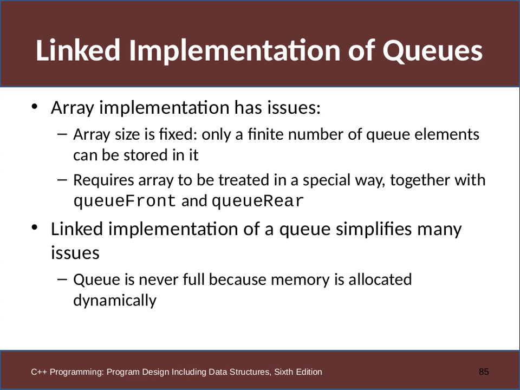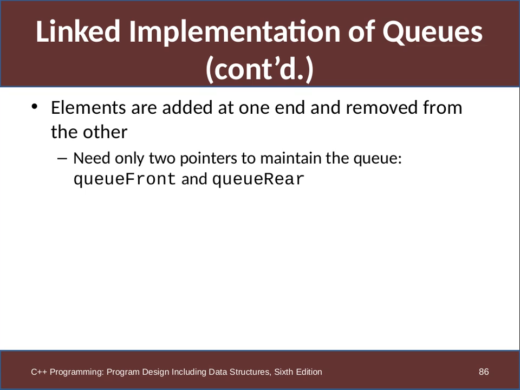All right. The array size is fixed, only a finite number of queue elements. The array requires things to be treated in a special way with the queue front and queue rear. Wow, that was complicated and annoying. So a linked implementation simplifies many issues. It's never full because memory is allocated dynamically. So really, it's only full once you can't allocate any more memory. And you only need 2 pointers, namely the front and the back. Oh, that's nice. And then, are you going to have this situation where the front and the back cross like they did before? Why not? Because you can just keep adding. There's no circularness going on. Circular silliness.